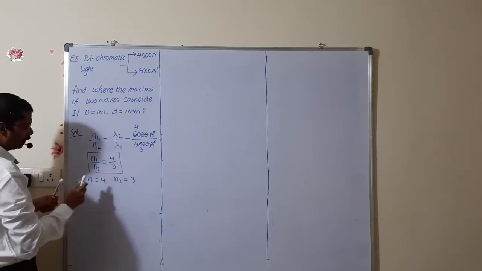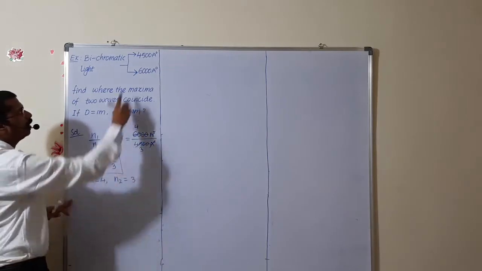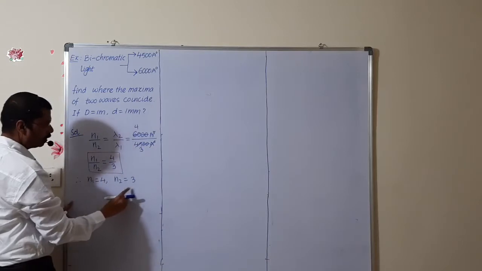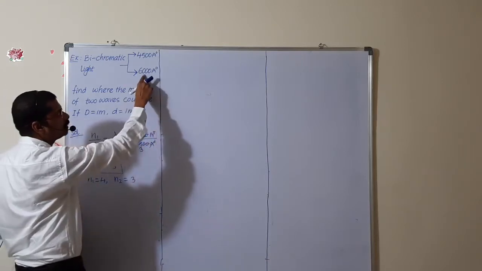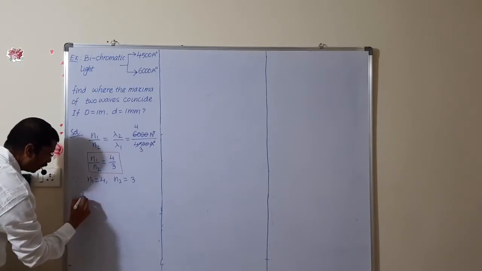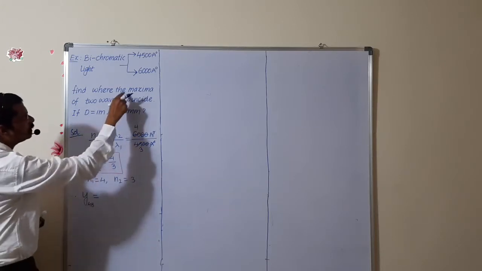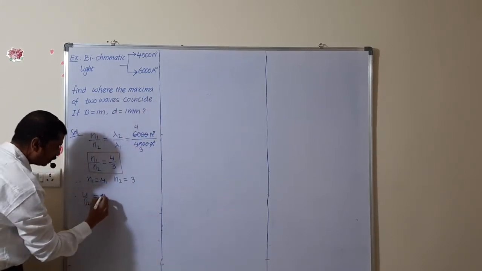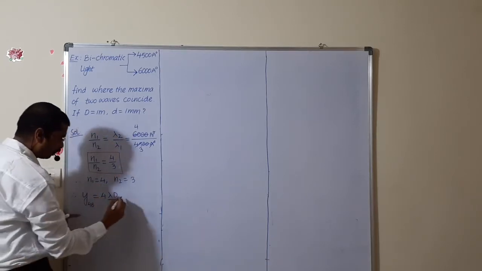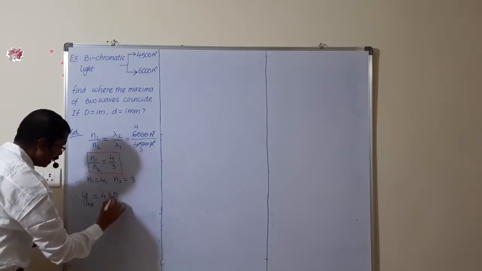Now we will check whether these two values are equal or not. According to this, n1 is equal to 4 with lambda 1 equal to 4500 angstroms, and n2 is equal to 3 with lambda 2 equal to 6000 angstroms. Now I am taking the fourth bright fringe. Why? Because it is a maximum. The fourth bright fringe is 4 lambda capital D upon small d. Here 4 into lambda 1.